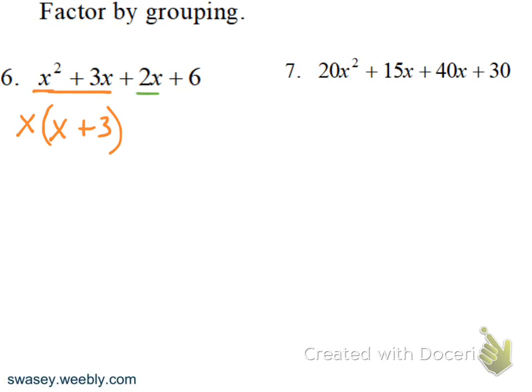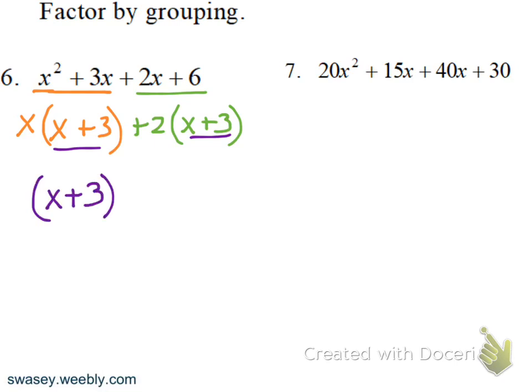And then looking at the last two terms, the greatest common factor is 2. Factor those out. 2x divided by 2 is x. 6 divided by 2 is 3. So notice that this x plus 3 is in common. We can factor that out, and we're left with x plus 2.